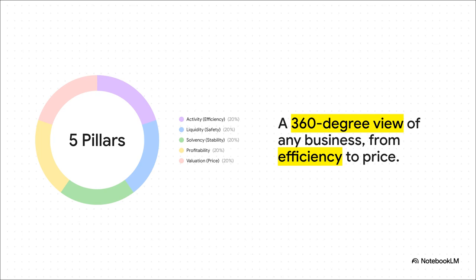And here they are. You've got activity, which is all about how efficient a company is. Then there's liquidity. Can it pay its bills tomorrow? Solvency, which is about long-term survival. Profitability, the one everyone talks about, is it actually successful? And finally, valuation, which asks the big question, is the price right? Each one of these gives you a piece of the puzzle. And when you put them all together, you get the full picture.